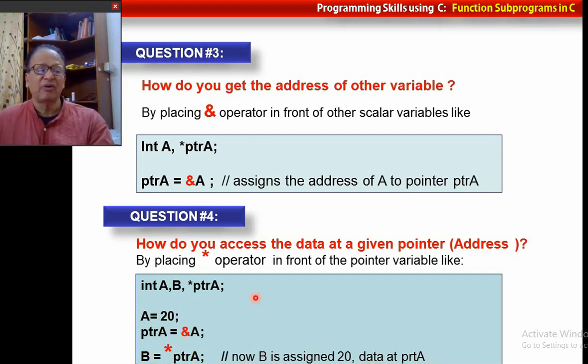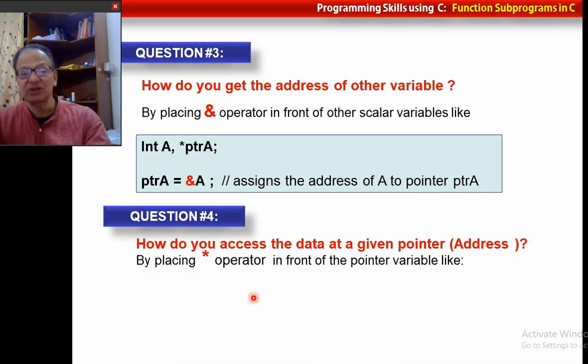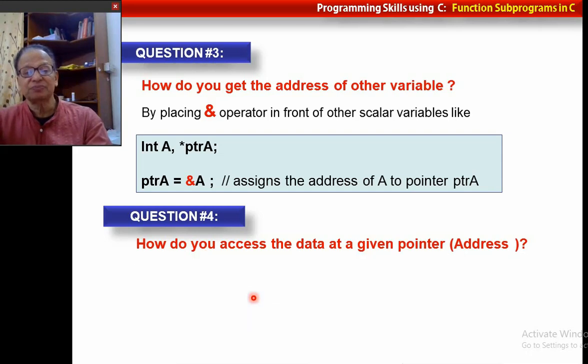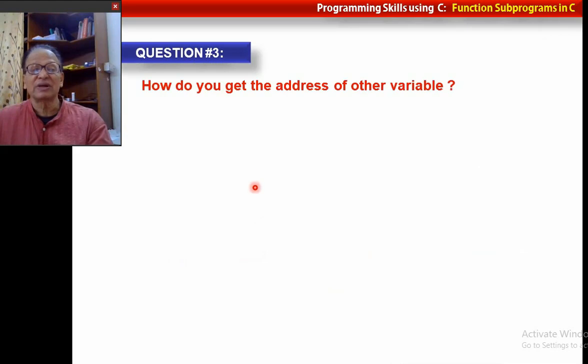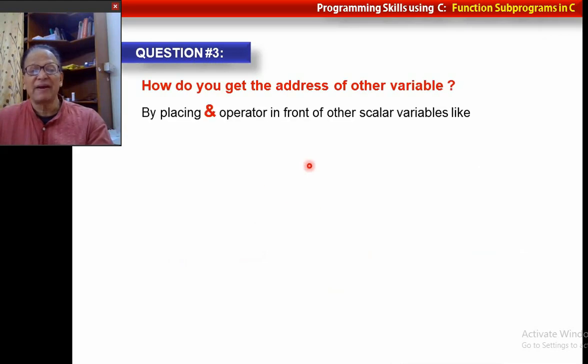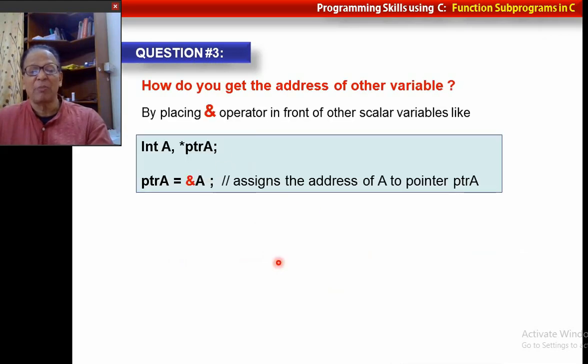Very simple therefore, these four questions. First question, as you have seen, is what is a pointer? Second question is how do I declare a pointer? Third question, as you say, how do I get the address of a variable using this operator?